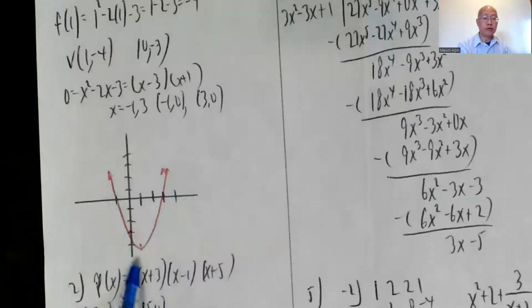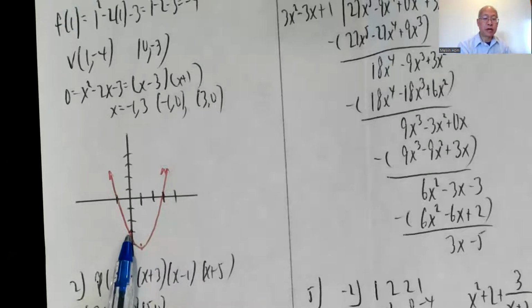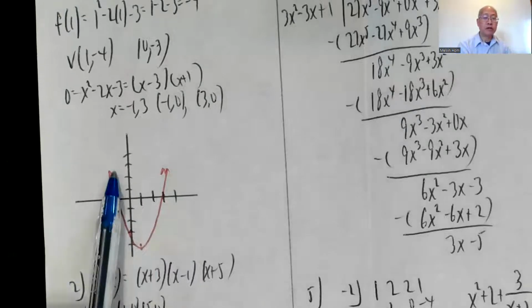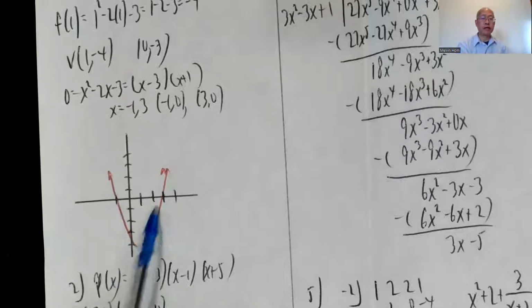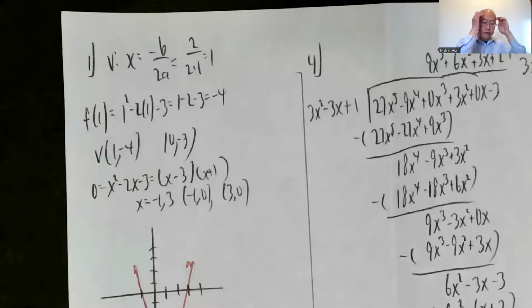Okay, so I have the vertex down here at (1, -4), intercepts of (0, -3), (-1, 0), and (3, 0), and that's enough to show me the graph looks like this. The parabola opens up, just as we anticipated.